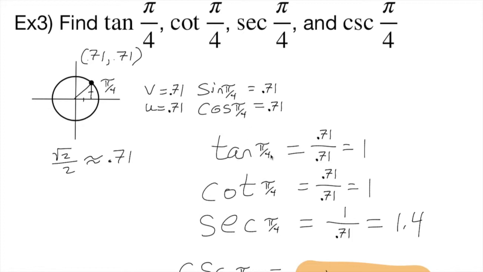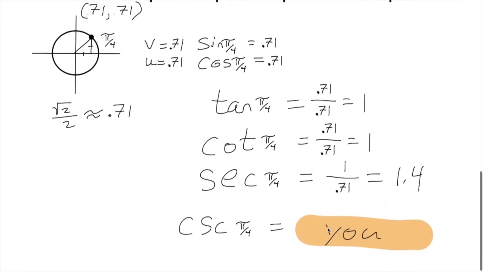And from that you can get tangent. The tangent is sine over cosine, which is this 0.71 over 0.71, which equals 1. You can even see the slope of this line going from the origin up to here is going to be 1. So the tangent of this is equal to 1. This is the slope of the line. Cotangent would be the reciprocal of that, which is also 1. Secant would be the reciprocal of cosine, 1 over 0.71. Or you could even just flip this fraction, 2 over square root of 2, and you'd get the square root of 2, which is equal to 1.4. I want you to do the cosecant, and you can do it in decimal form, which is fine.